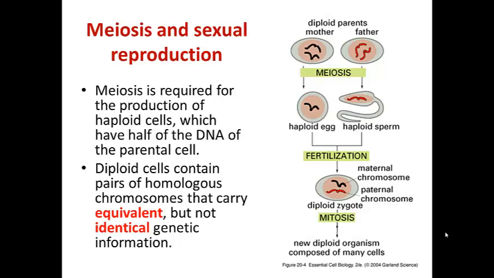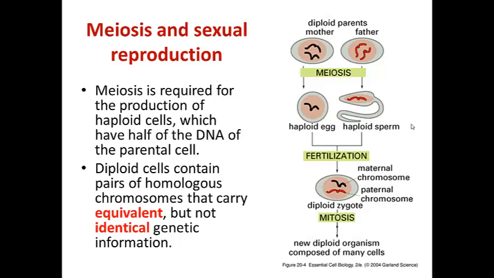Meiosis is very important for the process of sexual reproduction. That's because it's required for the production of haploid cells, such as the egg and sperm here. These are both haploid gamete cells, and these cells contain half of the DNA of the parental cell. And what I mean by half of the DNA, I actually mean half of the genetic information of the parental cell.